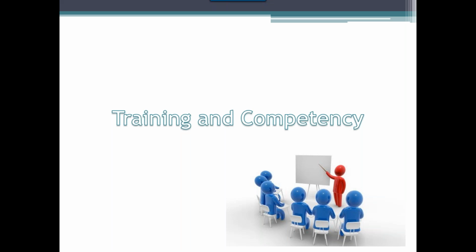We will begin today's presentation discussing training and competency. Training and competency is a critical element of every laboratory department. A compliant training and competency program consists of several stages: initial training, initial competency, 6-month competency, and then finally your annual competency.